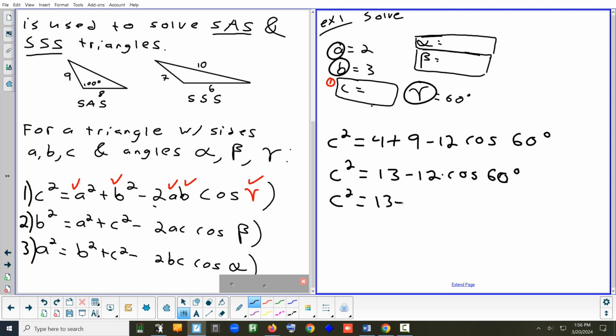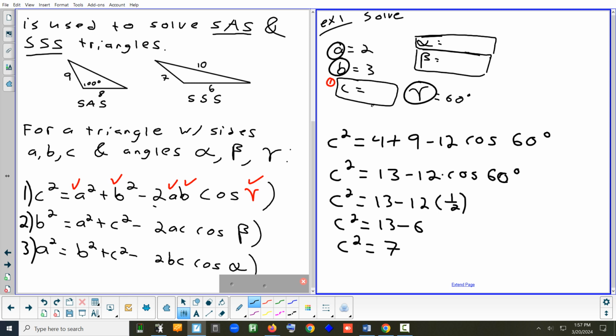So what's the cosine of 60? 0.5. So it really comes out nice this time, at least that part does. Cosine of 60 is a half. What's half of 12? 6. Now you can do 13 minus 6. What's 13 minus 6? 7. Now that's not C. That's C squared.